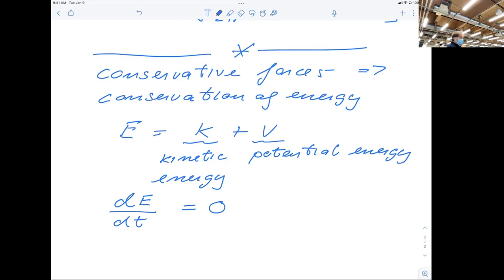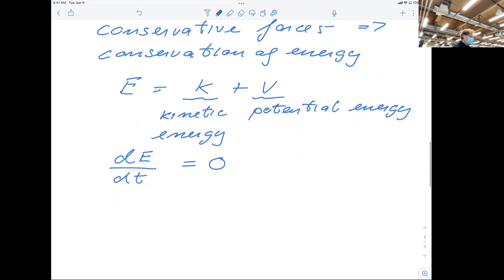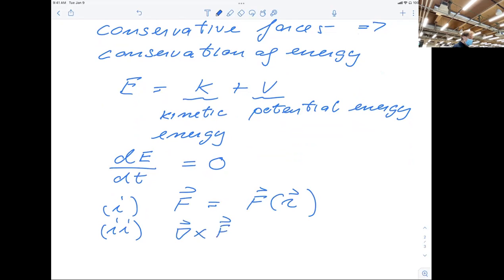Now, there's a very important thing, as we said, is that these conservative forces have a property that F is now something which depends only on the position. Then we haven't shown this, and we're going to discuss this in more detail on Monday next week. The other important thing is that the curl of the force is actually equal to 0.